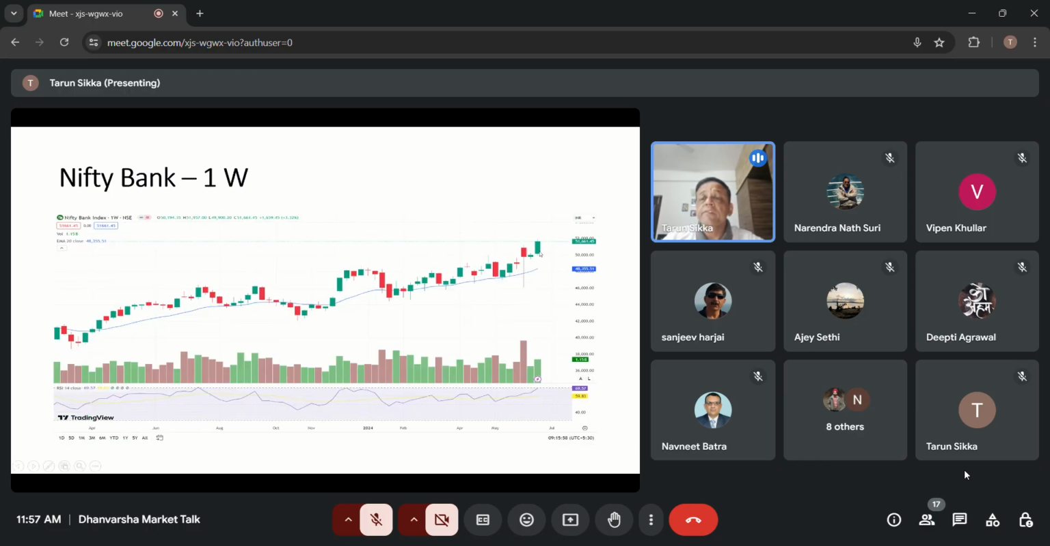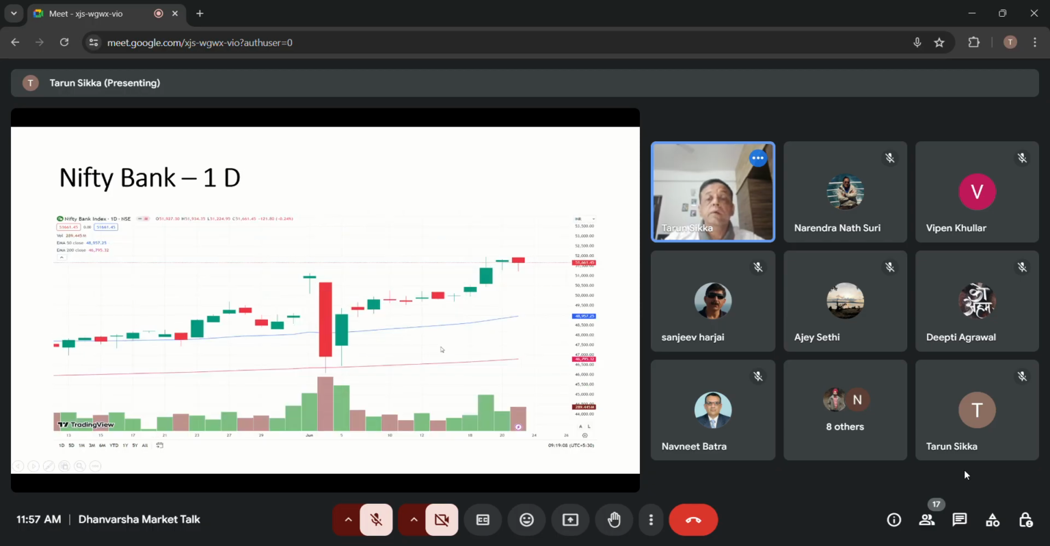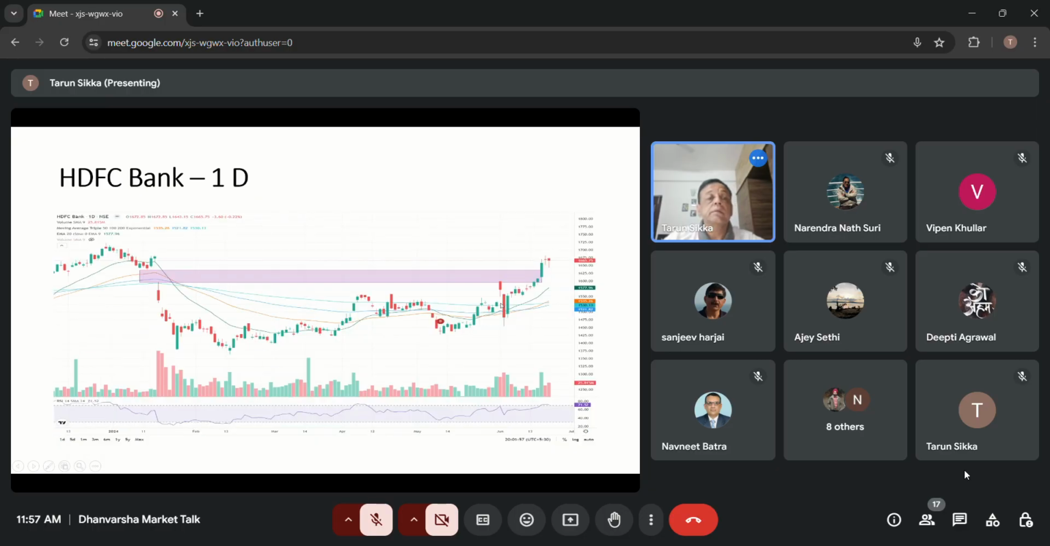Same thing in Bank Nifty. If you see overall, the trend is positive. The daily chart, if you see, is nearing that, and it has to cross this level of 52,000 now for further strength, which I think is imminent.